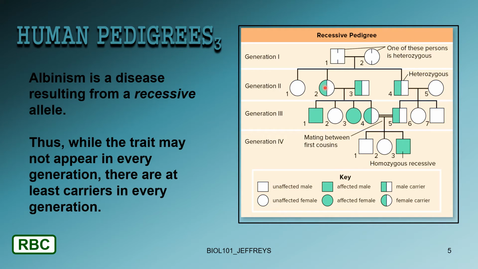And because both parents are carriers, some child is going to end up with albinism. And so they have a boy here who expresses albinism. They have a girl here who is unaffected. They have a girl here who expresses albinism, and they have a girl who is a carrier.